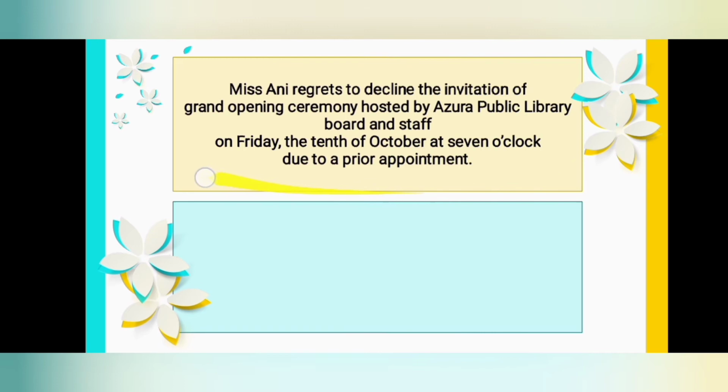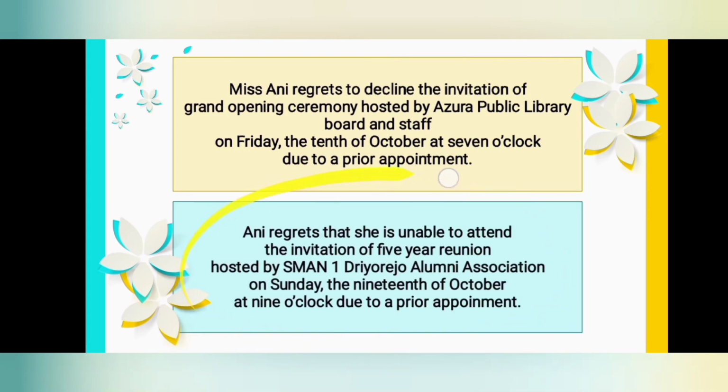Jadi di sini, Miss Ani menyesal tidak dapat menghadiri upacara pembukaan yang diadakan oleh Dewan Direksi dan staf Perpustakaan Umum Azura pada tanggal 10 Oktober pukul 7 karena sudah ada janji yang dibuat sebelumnya. Nah, di sini juga tertuliskan ya kenapa Miss Ani tidak dapat hadir. Oke, the last example. Misalnya, ini jika saya tidak dapat menghadiri acara reuni yang diadakan oleh Ikatan Alumni SMA Negeri 1 Driyorejo ya. Jadi, balasannya bisa seperti ini.